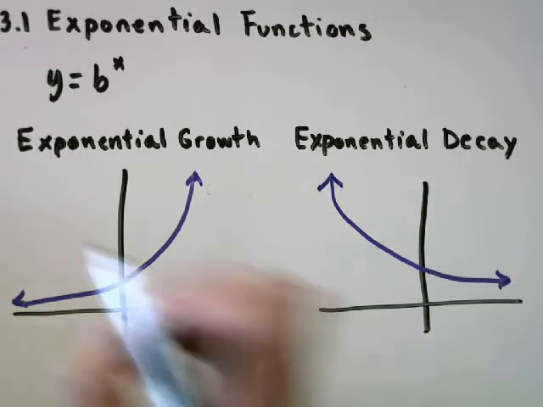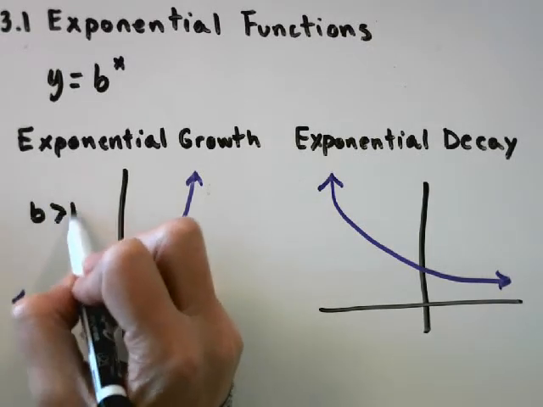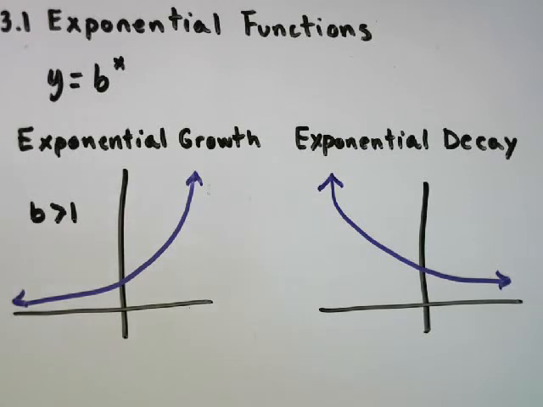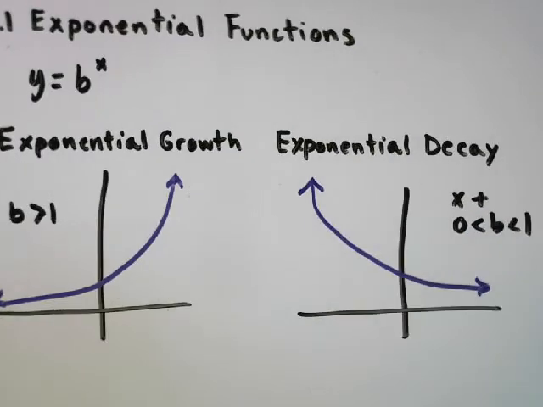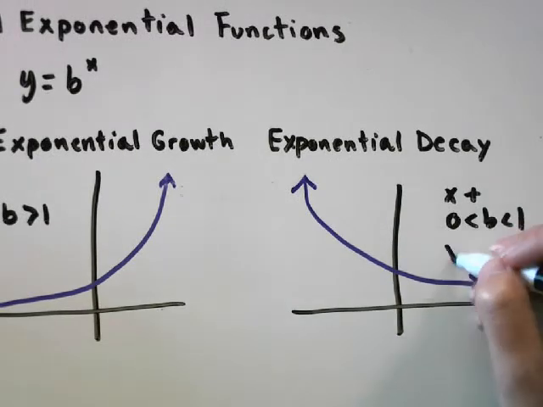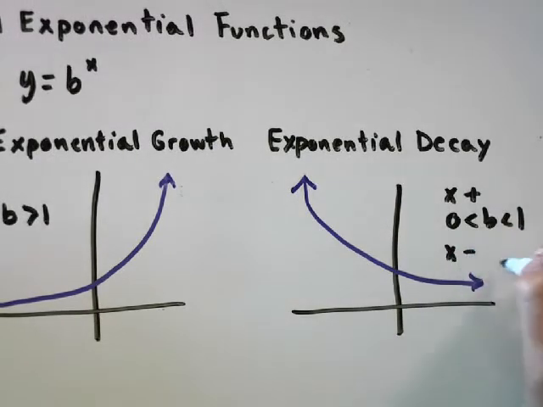Exponential growth will occur if our b is greater than 1. So if you have 2 to the x, 10 to the x, something like that. Exponential decay will occur if x is positive, then if our b is between 0 and 1, it's going to be decay. And then if x is negative, if b is greater than 1. So if you have a 2 to the negative x, that's going to be exponential decay.